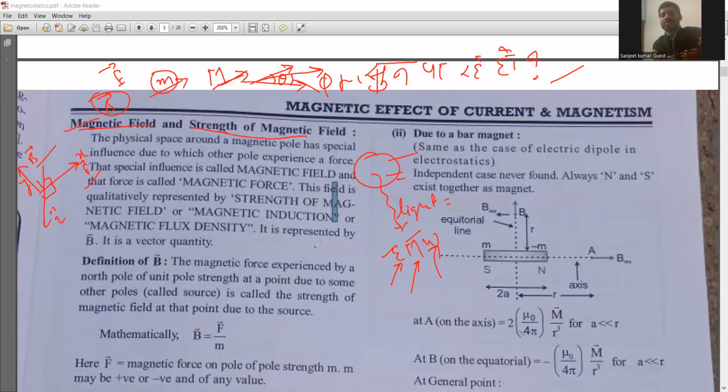Another term that will come into the picture is polarization, which we will cover in the induction chapter. Here I just want to relate the electric field to the magnetic field. Anyway, come to this point.